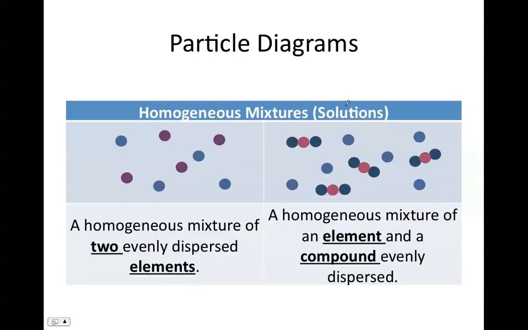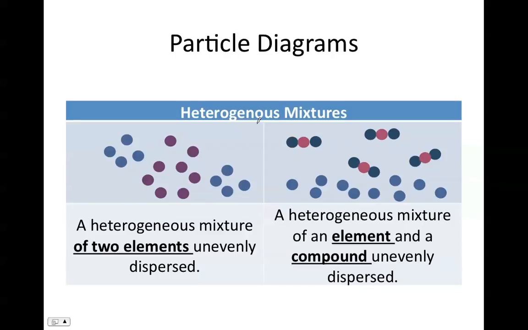All right, homogeneous mixtures or solutions. Remember, in this case on the left-hand side we have 2 evenly dispersed elements. On the right, we have an element and a compound that are evenly dispersed. So if we were looking at the sample, we couldn't tell the difference between the different elements on the left. We couldn't see a visible difference. It's going to look the same throughout. One thing I like to point out here is that if I go through, I can tell this is a mixture because we have at least 2 different types of elements there. Same thing on the right, I have at least 2 different types of particles. Here, an element and a compound, so it has to be a mixture. And it's a homogeneous mixture because they're evenly distributed.